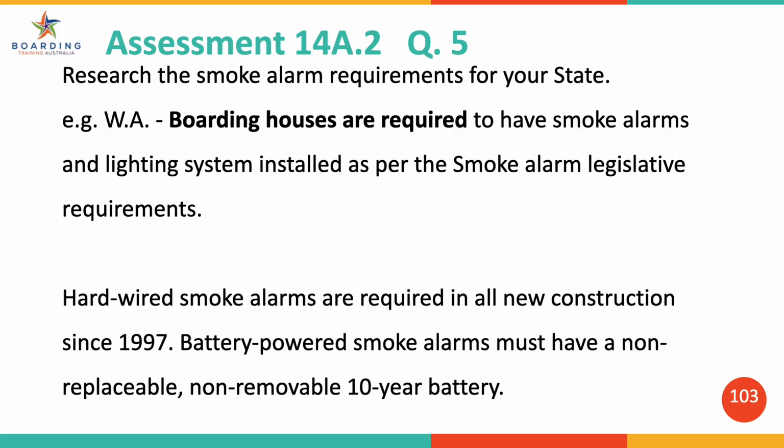The last part of this is to research smoke alarms for your state. So for example, in Western Australia, boarding houses are required to have smoke alarms and lighting systems installed as per the smoke alarm legislative requirements. Hardwired smoke alarms are required in all new construction since 1997. Battery-powered smoke alarms must have a non-replaceable, non-removable 10-year battery. So what you need to do is to Google the smoke alarm requirements for your state and write out those requirements for question 5. And that's the end of 14A.2.